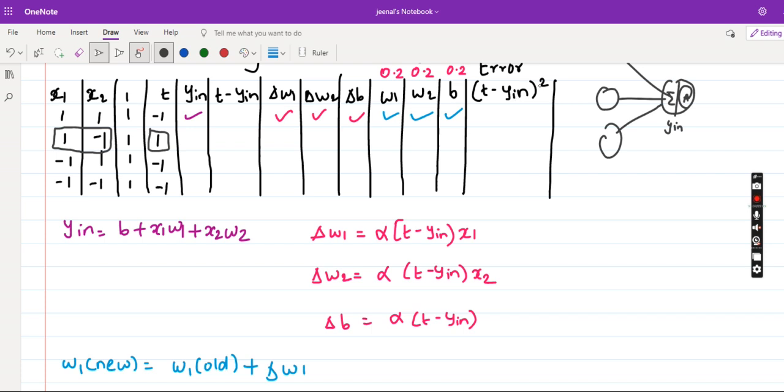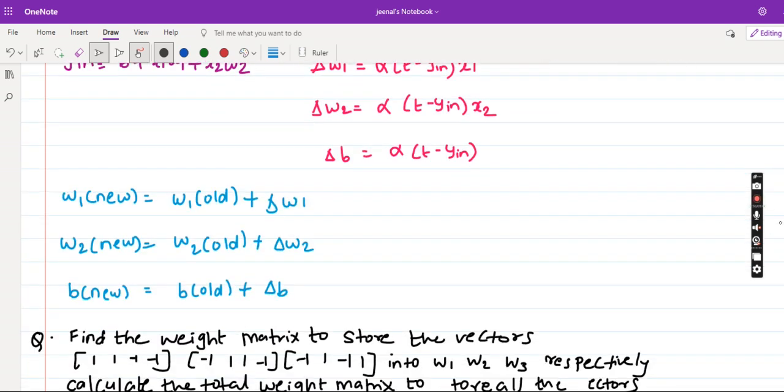Error we always take square so that the positive and negative terms do not cancel each other, and we are not left with zero error even though an error exists. So delta W1 is given by alpha, which is the learning parameter, times the difference between the target output and the actual output, times x1. Similarly, I'll calculate delta W2 and delta B, delta bias, and then I'll calculate the new weights. New bias is equal to old bias plus delta bias. Similarly, we have W1 new is W1 old plus delta W1, and W2 new is equal to W2 old plus delta W2.